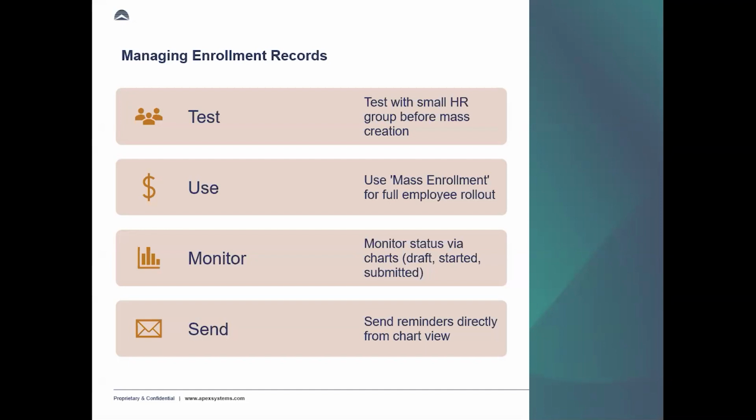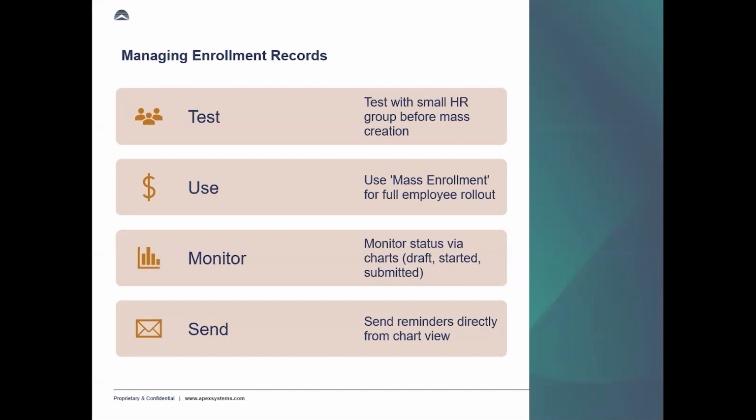Throughout the process, you will monitor the status via charts to see when employees have the event in draft, started, or submitted status. Draft means that they haven't touched it. Started means that they've done something, but they haven't submitted it. And submitted obviously is submitted, so it's gone through the process.